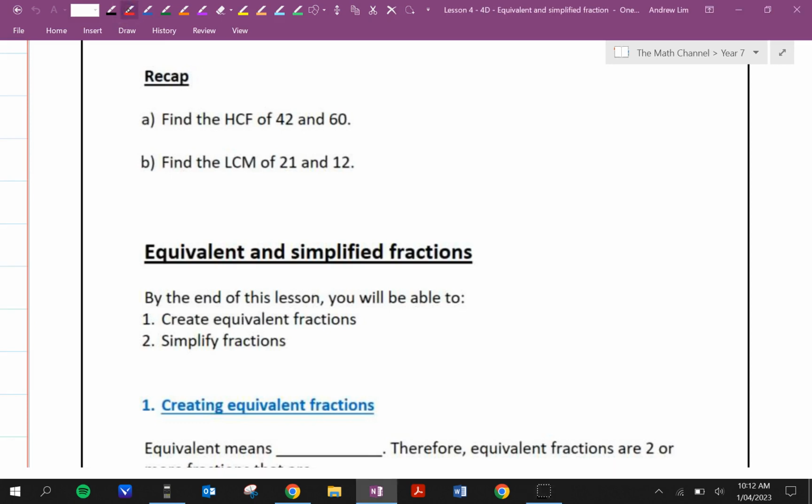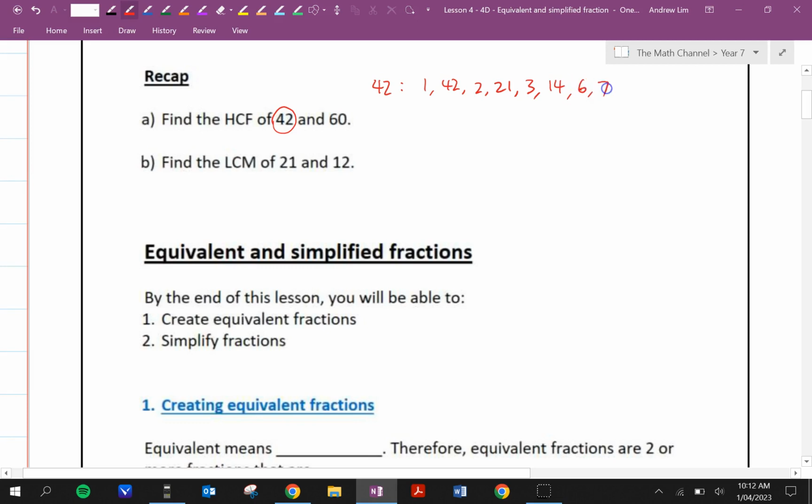Alright, so for question A, find the highest common factor of 42 and 60. I like to pick one of the numbers which I think will have the least number of factors. So I'm going to pick 42. I think 42 has less. And I'm just going to write down the factors of 42. So there's 1, 42, 2, 21, 3, and 14.